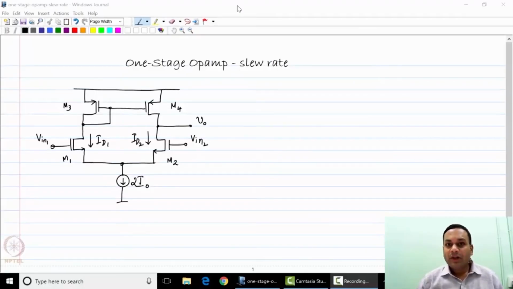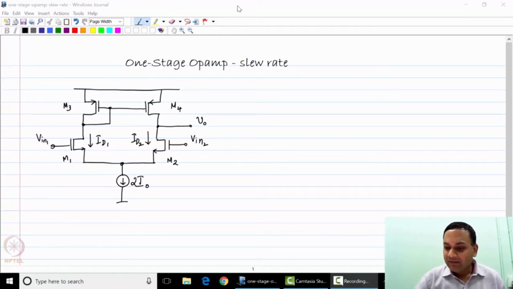In this lecture, we are going to study a specific property of the op-amp called slew rate. Before we study that, we actually need to understand a particular characteristic of the op-amp, namely what are called the large signal transfer characteristics.